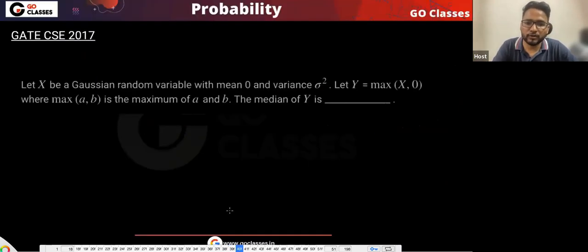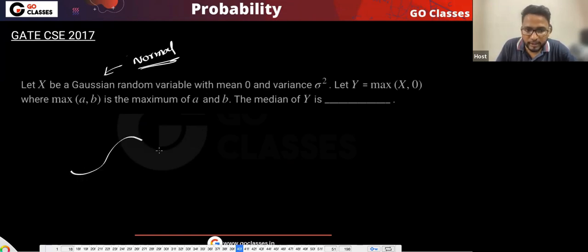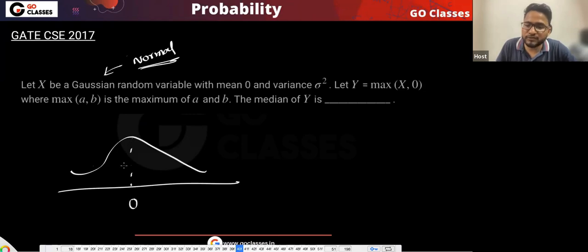Now let's solve one question. This question was asked in GATE 2017. They are saying that X is a Gaussian random variable. Gaussian and normal are both the same actually; Gaussian is just a more popular name. Gaussian random variable with mean 0 and variance sigma square. So X is something like this, where the mean is 0, and there is some variance which is sigma square.